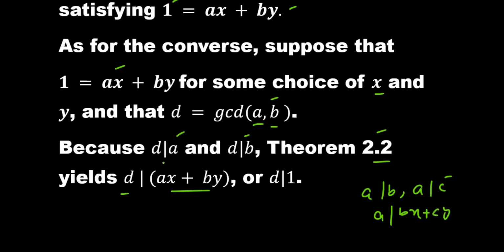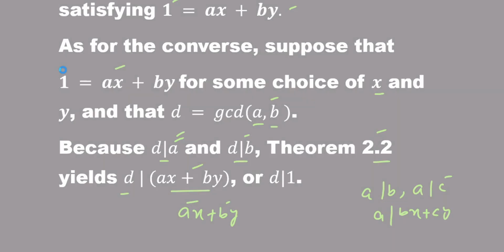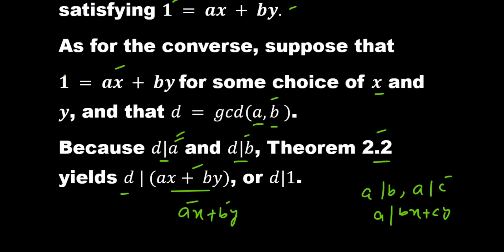So here, as d divides a and d divides b also, it means d must divide the linear combination of a and b. What is the linear combination? This form ax plus by is called a linear combination of a and b. So if d divides a and d divides b, then d must divide the linear combination ax plus by. But ax plus by is equal to 1. So by plugging in ax plus by equal to 1, we have d divides 1.